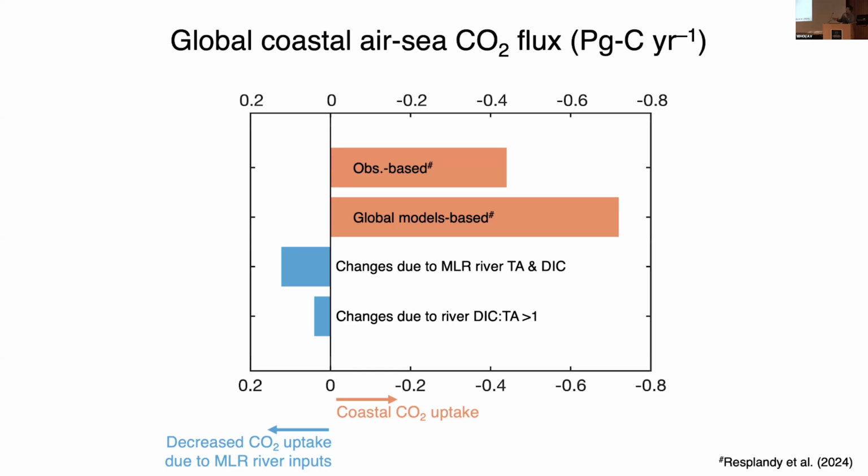And then we tried our newly developed river DIC and alkalinity from multilinear regression. Compared to the case where we don't have any river DIC and alkalinity, that can decrease the coastal CO2 uptake by 0.1 petagram carbon per year, which is about 50% of the bias we see here. Of course, there are many other reasons why there's a difference between observation-based and model-based estimates, but we hope the more realistic river forcing we created here can be helpful to address some of the bias.